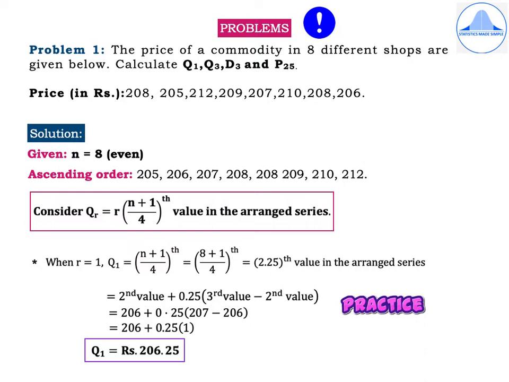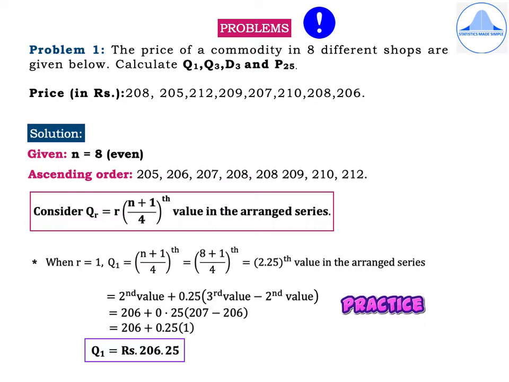In my previous video, we have learned the formula for deciles, quartiles and percentiles for raw, discrete and continuous data. Now let us write the formula for quartiles. For raw data, consider Qr equal to r into (n plus 1) by 4th value in the arranged series. Now let us put r equal to 1. So you'll get Q1 is equal to (n plus 1) by 4th, which is equal to (8 plus 1) by 4th, or 2.25th value in the arranged series.